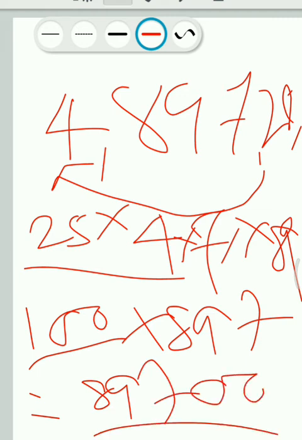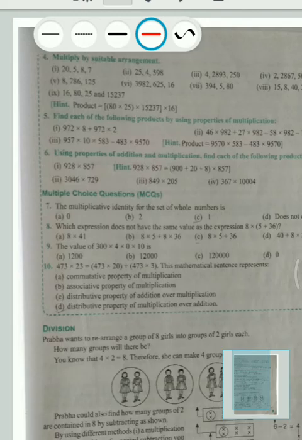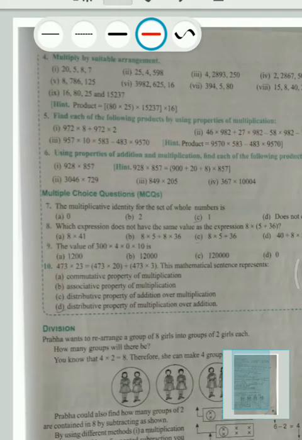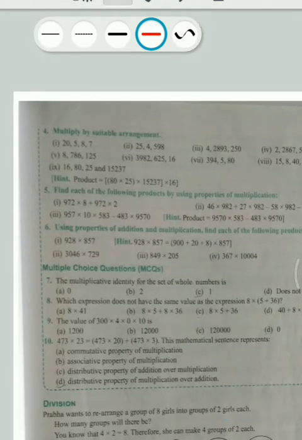Like that you have to do your question number 4. Students, your homework is not homework, you can note it down in your copy, and after that video you have to do this homework.